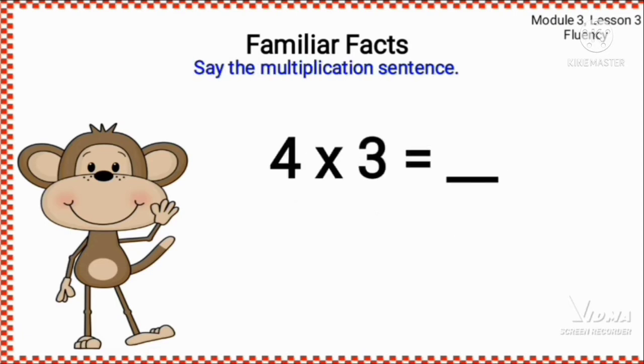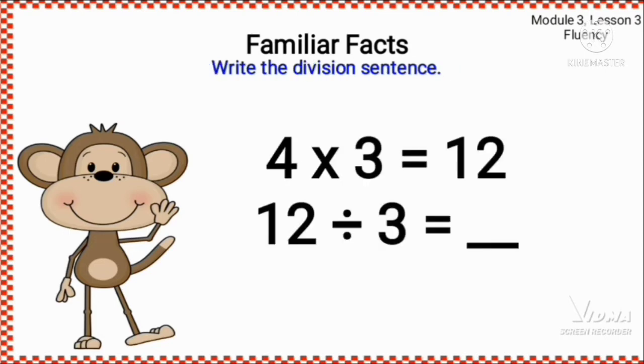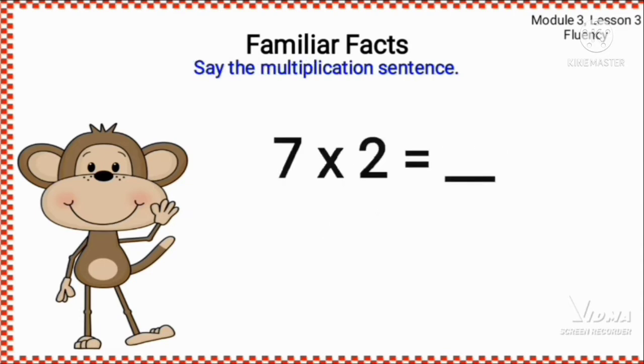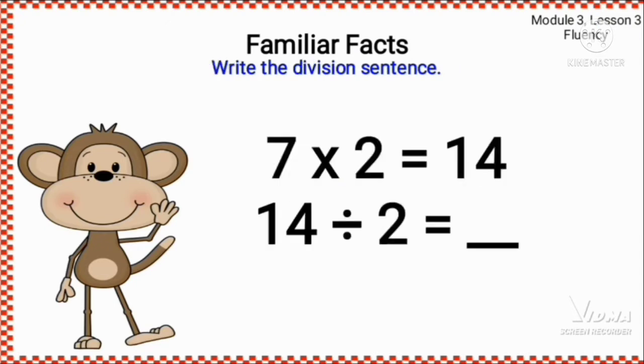Here's another one. 4 times 3. What is the answer? Now see if you got it correct. 4 times 3 is 12. Here's another beautiful fact about this multiplication. 12 divided by 3 is 4. Here's another question. 7 times 2 is what? Let's see if you're correct. 7 times 2 equals 14. And 14 divided by 2 is 7.